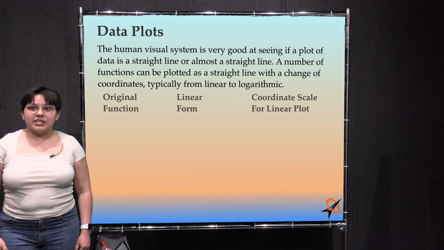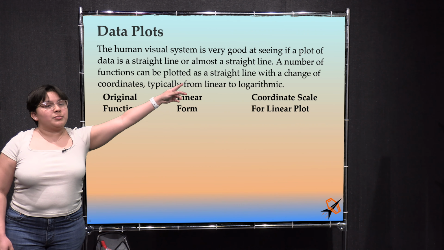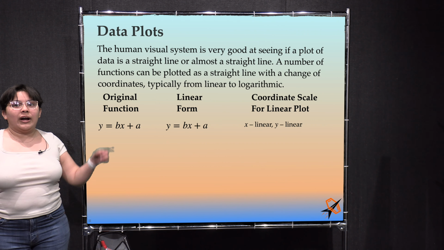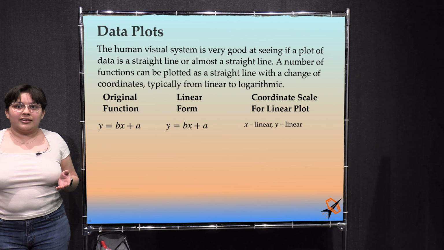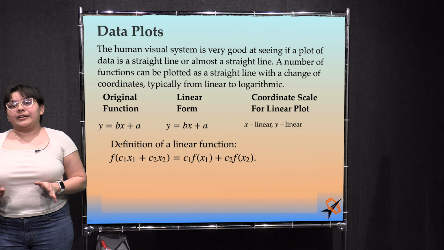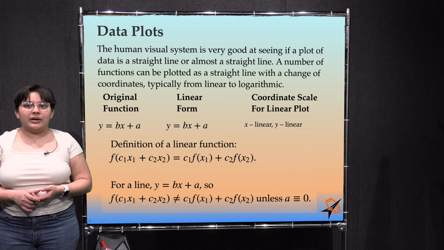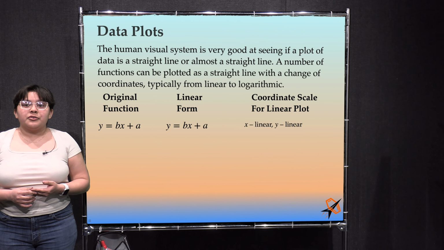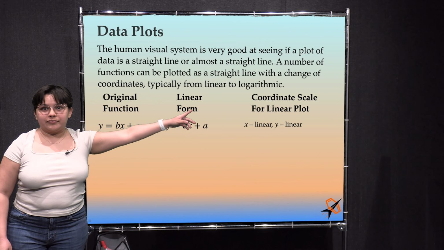The table lists first the original function, then the transform that changes it to a linear function, and the coordinate scale to obtain a linear plot. The first function is an equation of a line, y equals bx plus a. And obviously, since it's already the equation of a line, the linear form is y equals bx plus a. A brief aside, the equation of a line is not actually a linear function, since f of c1 x1 plus c2 x2 doesn't equal c1 f of x1 plus c2 f of x2. For a linear plot, you plot x on a linear scale and y on a linear scale.